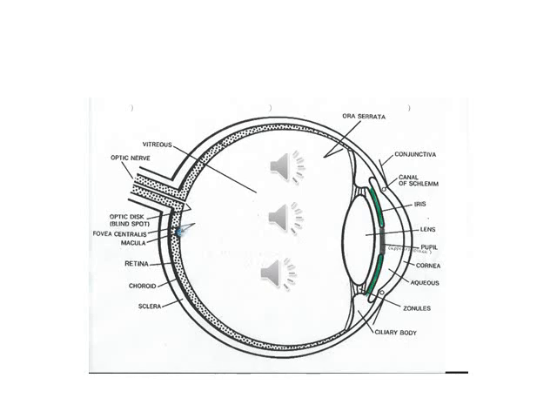The ora serrata is the serrated junction between the retina and the ciliary body. Looking at the eye, it looks like squiggly lines between the two sections.